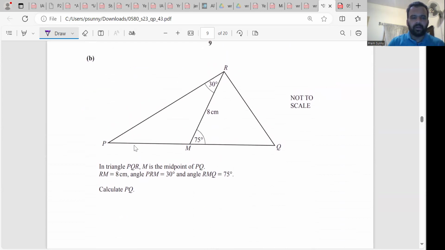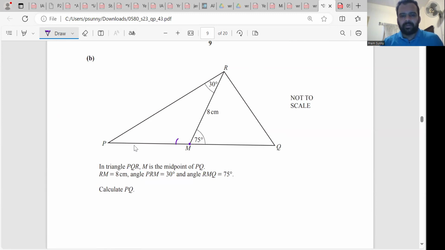Now we have the B part here. In triangle PQR, M is the midpoint. RM is equal to 8 centimeter. PRM is equal to 30 degrees and RMQ is 75 degrees. Calculate PQ.